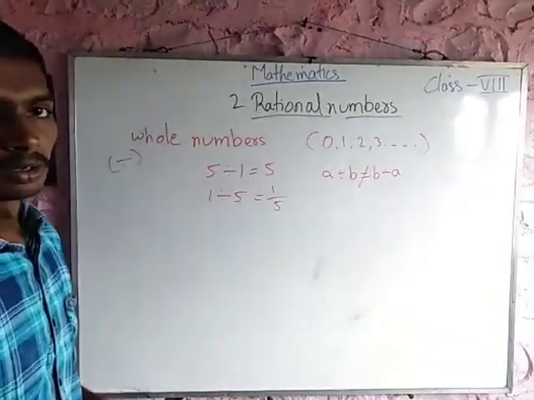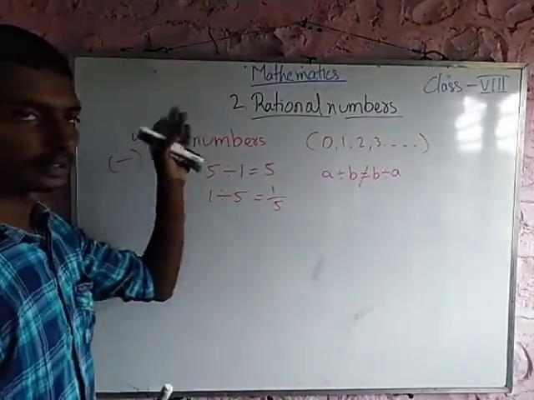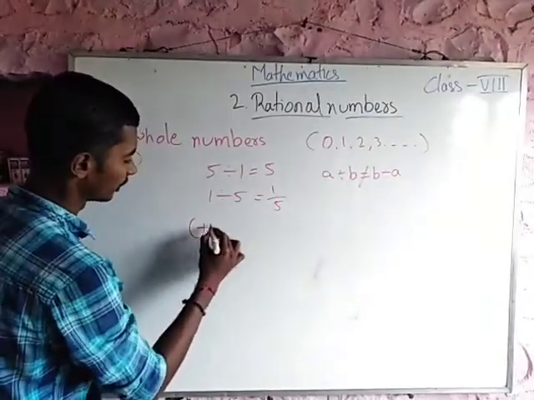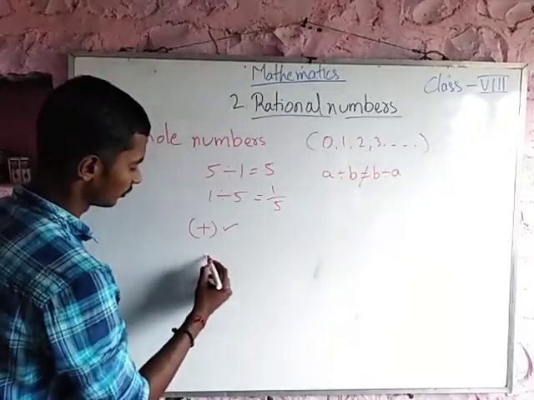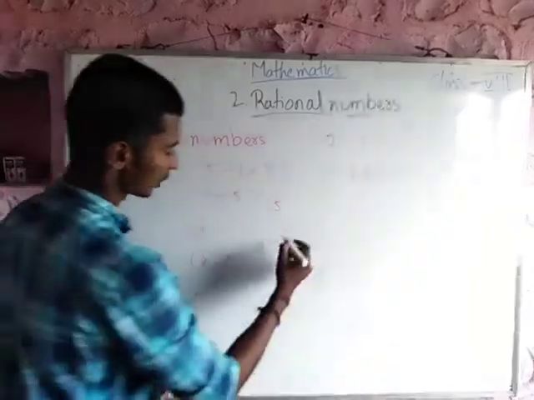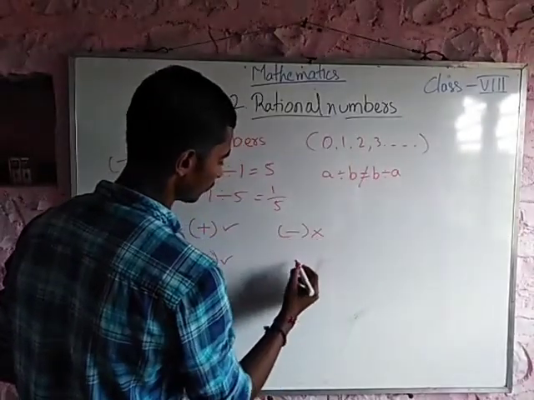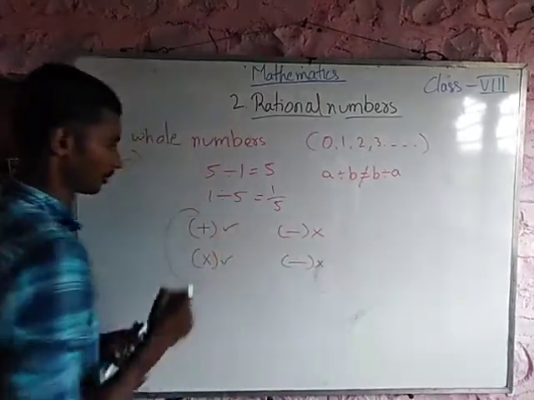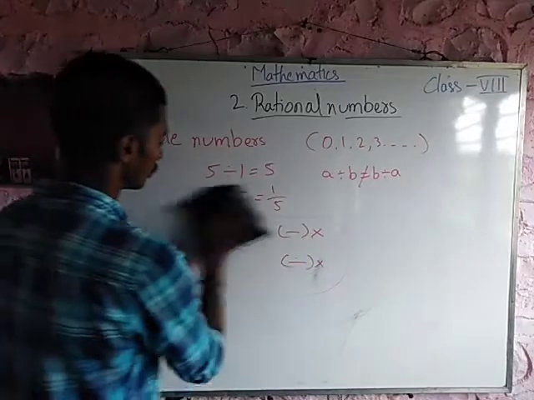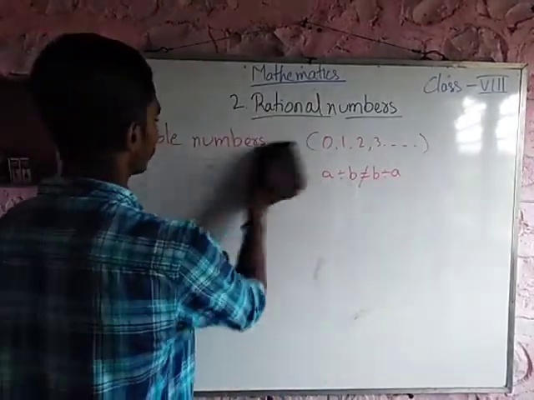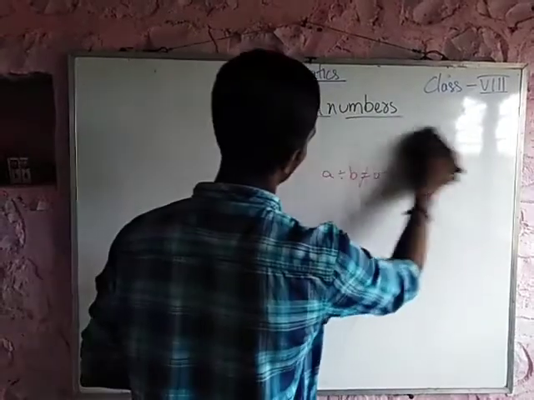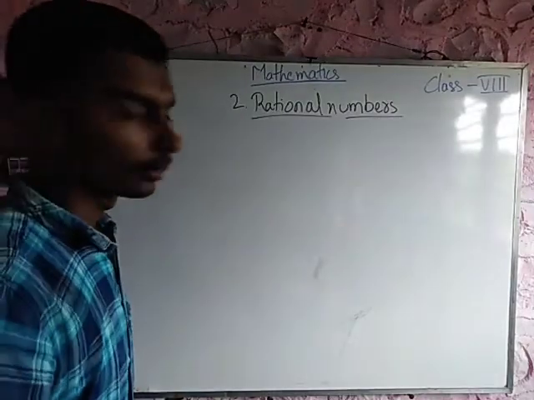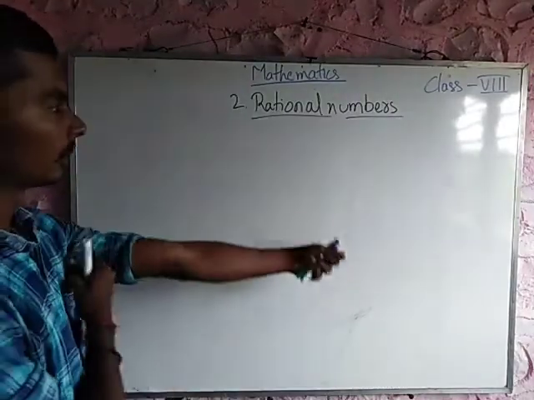Now let us recap and summarize it in short. That is, whole numbers are commutative under addition and multiplication, but whole numbers are not commutative under subtraction and division. See, this is for whole numbers. Now we will move on to integers, and the property is the same, the commutative property. We will check if integers are commutative under addition, subtraction, multiplication and division.